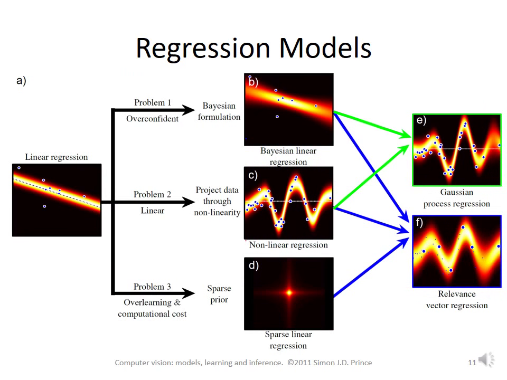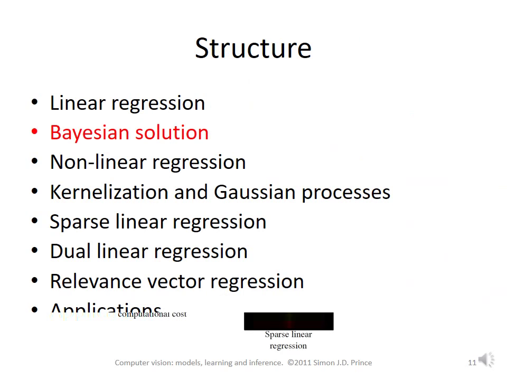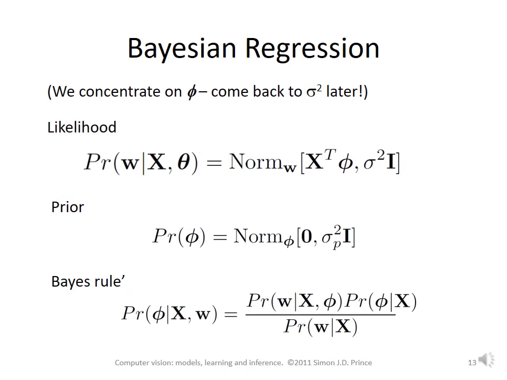We'll do that by introducing the Bayesian formulation first, and later on we'll come back and look at nonlinear regression and also introducing other kinds of priors and constraints. So, the Bayesian approach to fitting our regression model.